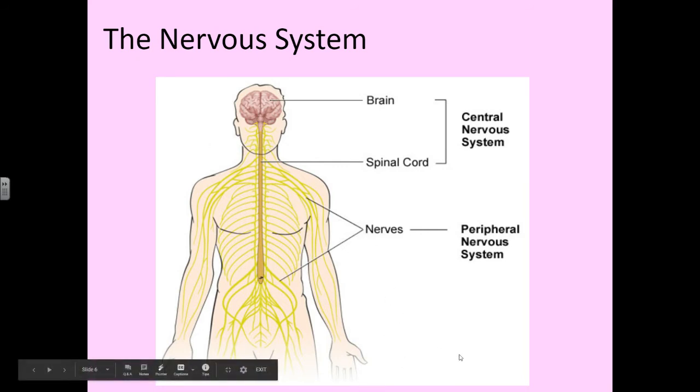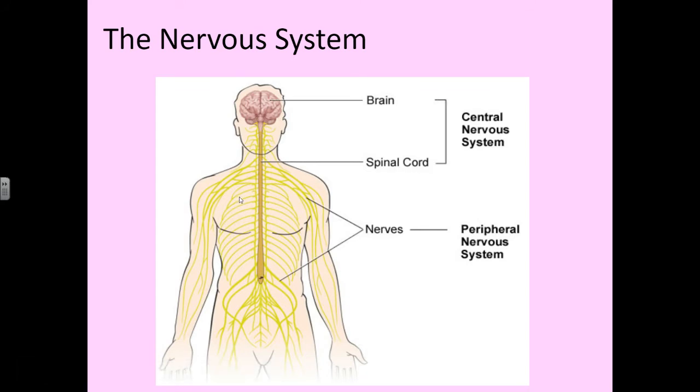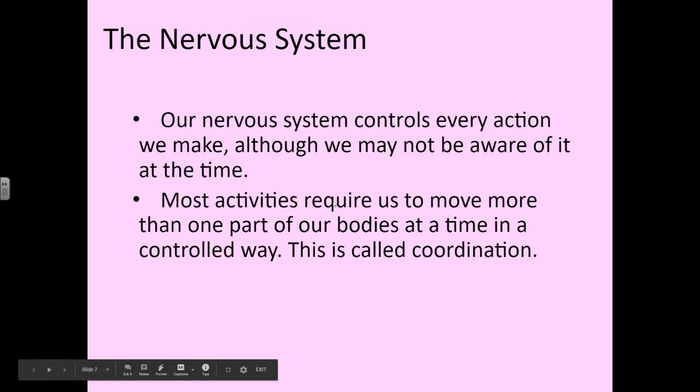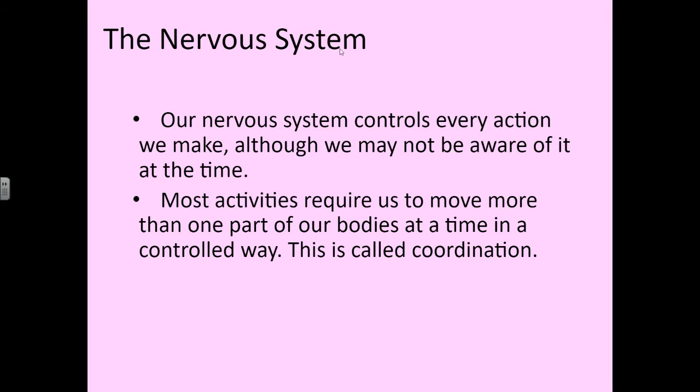Information from the peripheral nerves travels to the central nervous system, and information from the brain travels down the central nervous system and is then passed to the nerves of the peripheral nervous system to go out to the extremities of the body. Our nervous system controls all actions we make. Although we might not always be aware of it, it can do things without us even knowing.